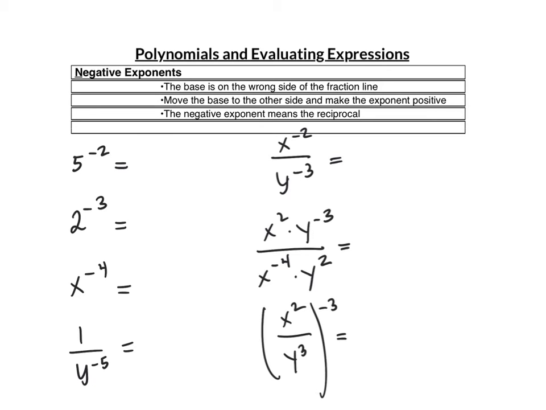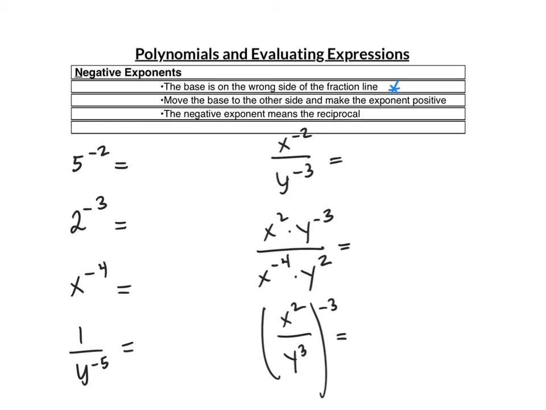Negative exponents get thrown in here in the mix. And you might have seen these in algebra, but we need to review because you're going to see quite a few of these throughout the year. And let's just point out a couple things. Think of it this way. The base, when you see a negative exponent, is on the wrong side of the fraction line. What you do is you move the base to the other position, either above or below, and you make that exponent positive. Move it to the other side of that line.